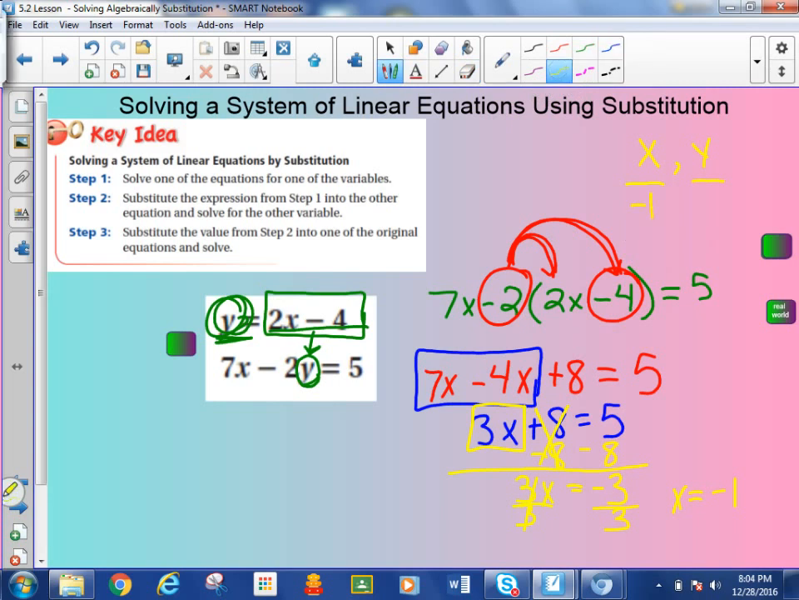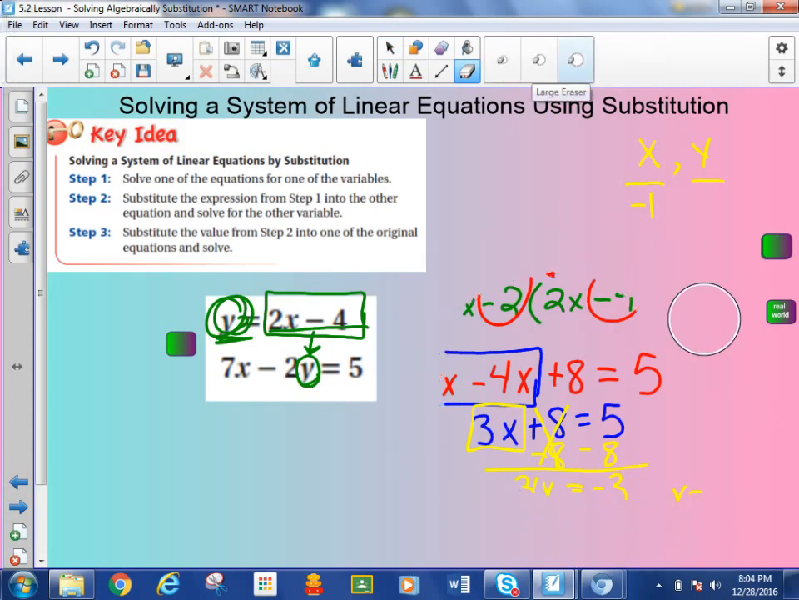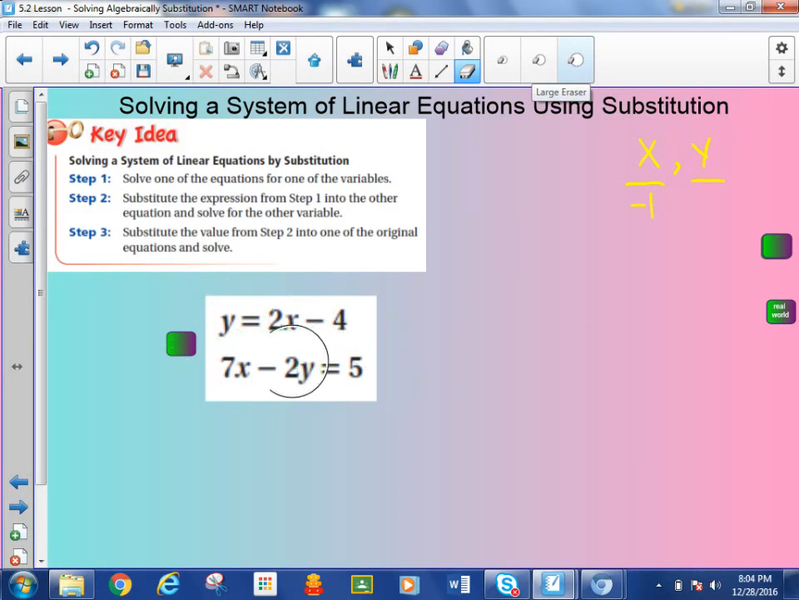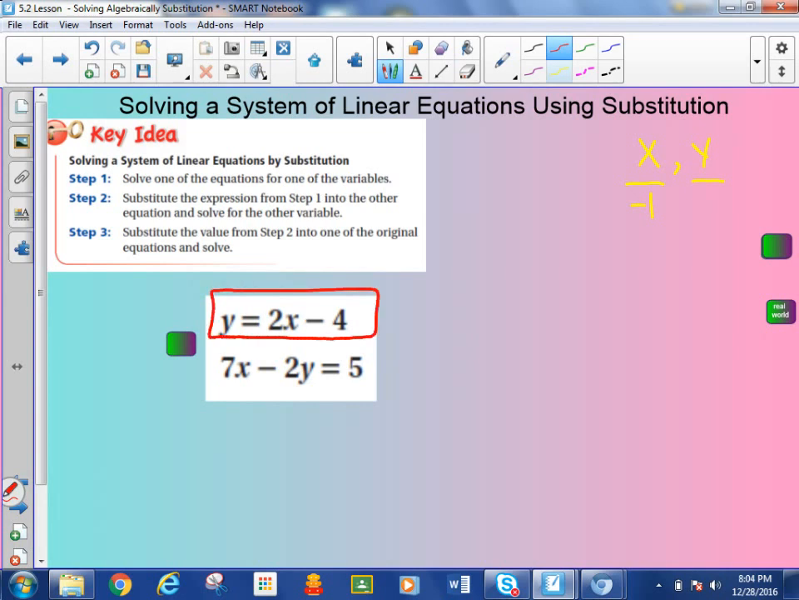Now that I know x, I can choose either of my original equations and substitute in. I'm going to substitute into this one right here because that already has y isolated. If I put my negative 1 in where x is in that equation, I'm going to find out what y equals. So y equals 2, x was negative 1, and notice I put that in a parenthesis to remind myself that it's not 2 minus 1, it's 2 times a negative 1, and then minus 4.